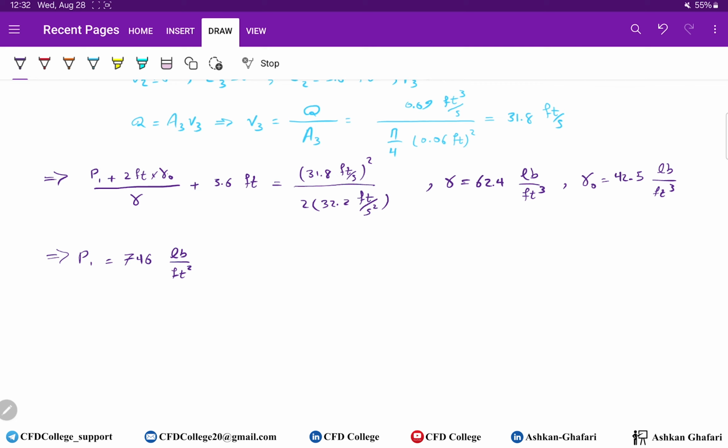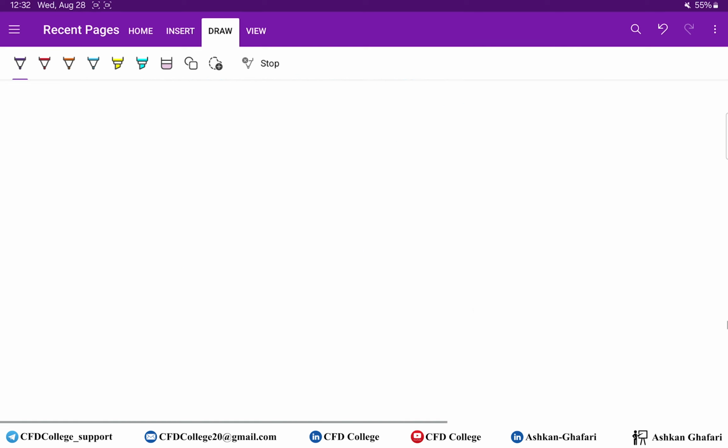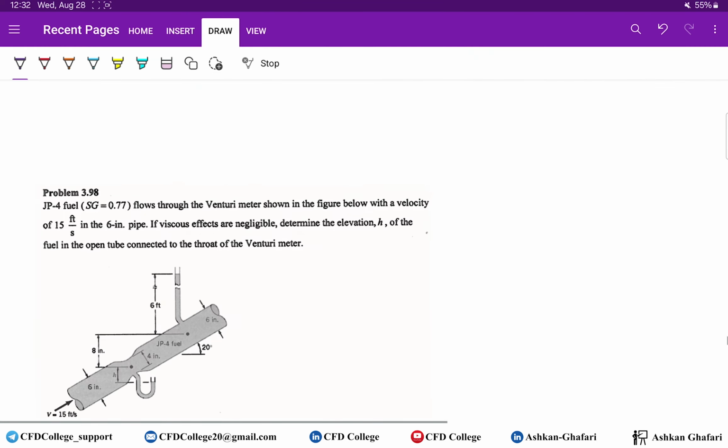And you can convert it to PSI. If you multiply this by 1 over 144 feet square over inches square, you will have 5.18 psi. So this problem is not difficult. Let's move to the next problem.